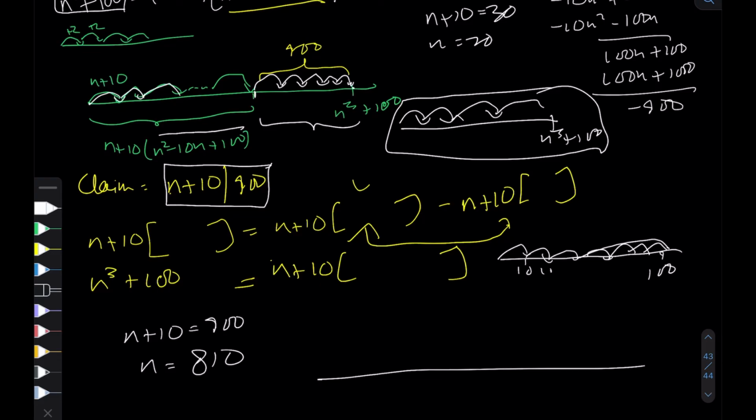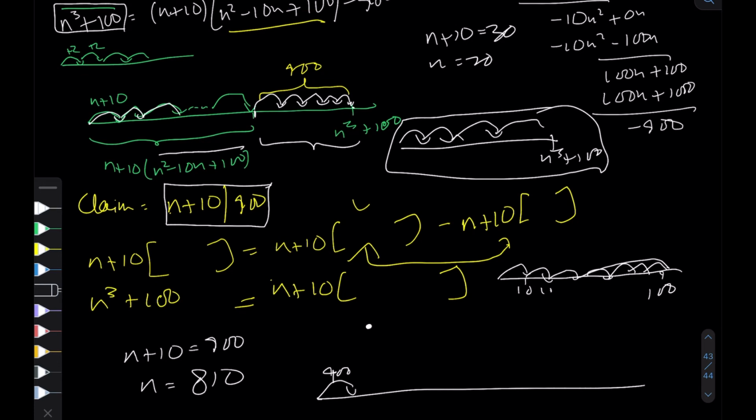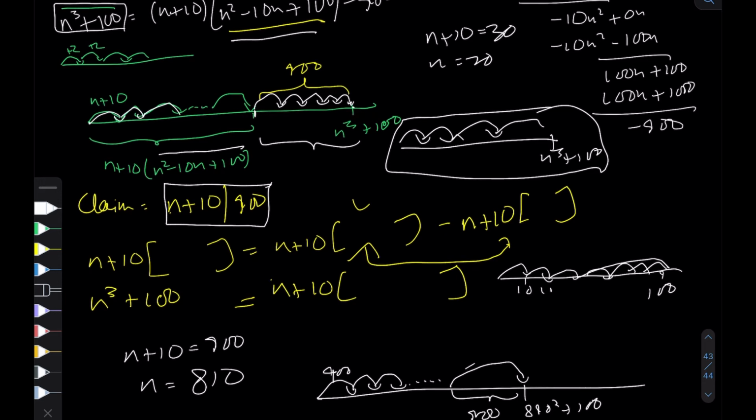What you are doing is you're making jumps of 900, some n square minus 10n plus 100 times this thing. So you're making jumps of 900 this many times, and then you are left with some 900 more in order to reach 890 cube plus 100. So you can just jump one more time, and this would prove that this would be a multiple.